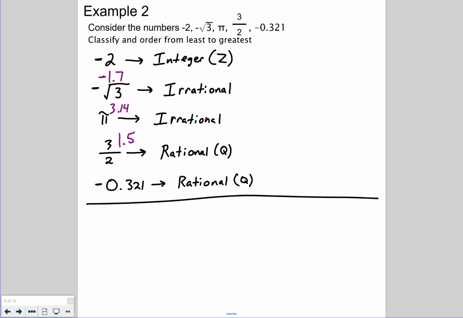All right, what's the lowest number? I think -2 is actually further left than the square root, because -2 is actually less than -1.7. So -2, then our negative square root of 3. Do we have any other negatives? One more. -0.321. Now our 2 positive numbers. What's going to go next? Very good. So 1.5, which is 3/2.